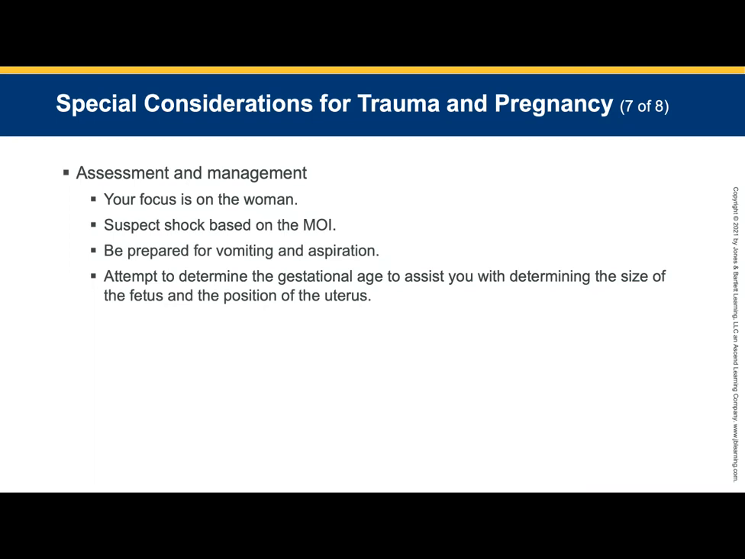Attempts to determine the gestational age are only going to help us determine the size of the fetus and the position of the uterus. So if we can guesstimate that they're 8, 9 months along, knowing the anatomy of the body, we can assume and guess the placement of the child and the uterus.